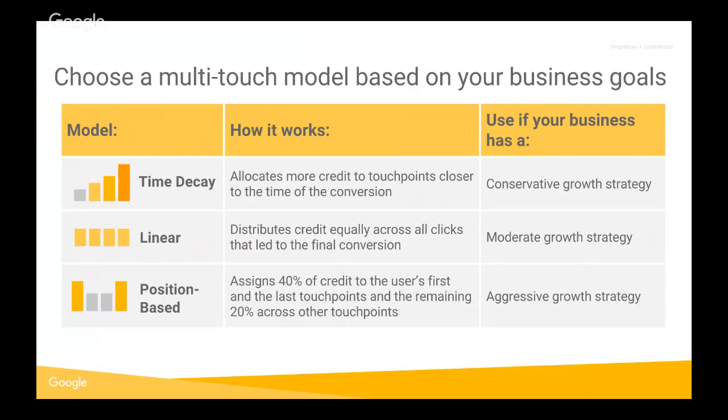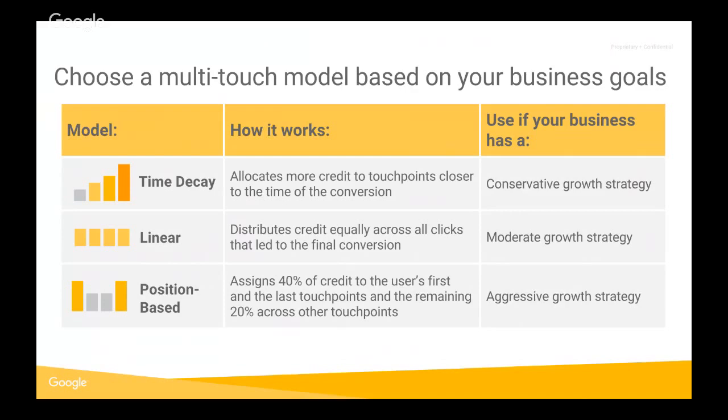If your business has an aggressive growth strategy, then you'd want to opt for the position-based model, primarily because it gives 40% of the credit to the very first and last touch points, since it values the first and the last conversion points more. However, it does still give credit to the middle touch points by giving 20% credit to them. Whatever growth strategy your business has, you can choose a model accordingly.